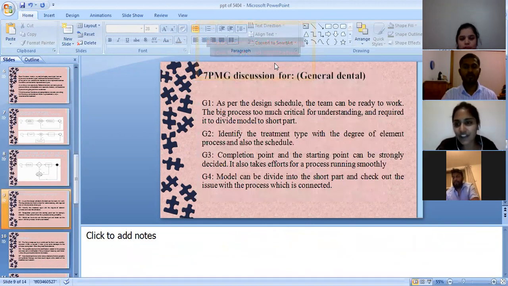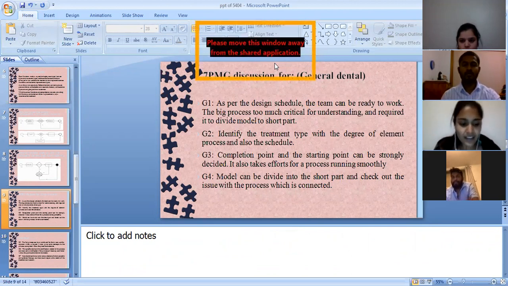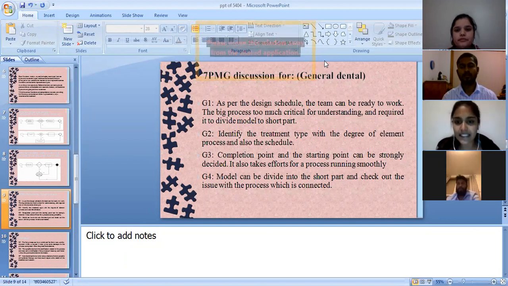So here I have to explain the seven process modeling guidelines for general dental. The seven process modeling guidelines are here. It means that we build a process model from scratch or improve the existing process model. What does it mean? So the first guideline means that we have to divide our process into such small elements which can be easily understood.